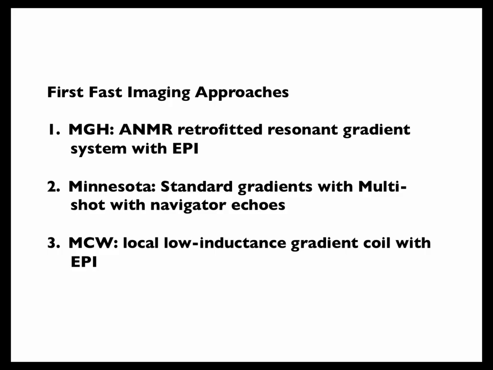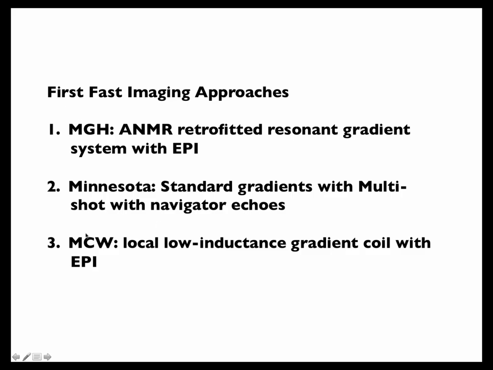So for fast imaging, like I mentioned, MGH had a special retrofitted resonant gradient system. The Minnesota group had standard gradients, but they used multi-shot, and they used a trick called navigator echoes to actually fix the NMR phase, because it was very sensitive to respiration and cardiac. They actually did a good job fixing it, so the images were stable.